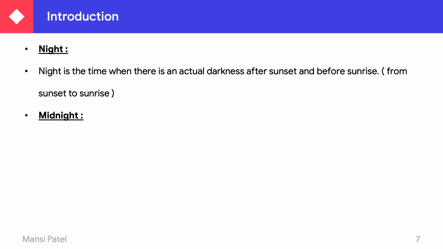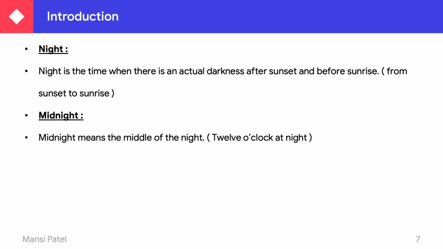And midnight. What is midnight? Midnight means the middle of the night. We use this word midnight with 12 o'clock only. We can't use this word midnight with 1 o'clock. As for noon, we can use noon only and only in the daytime with 12 o'clock. But if it is 12 o'clock in the night, we use the word midnight with 12 o'clock only.